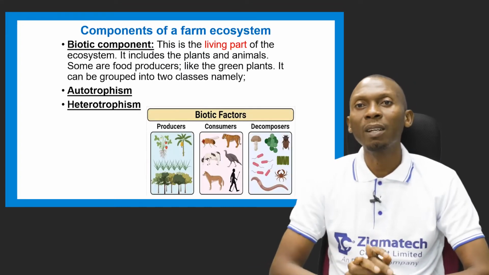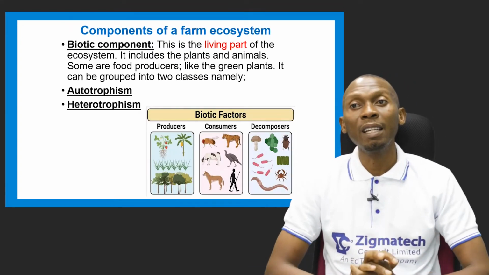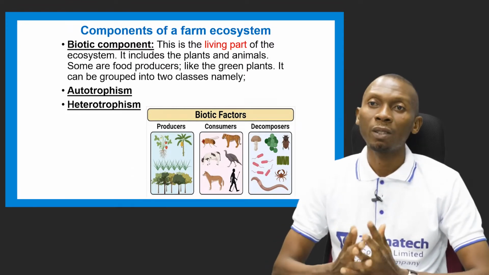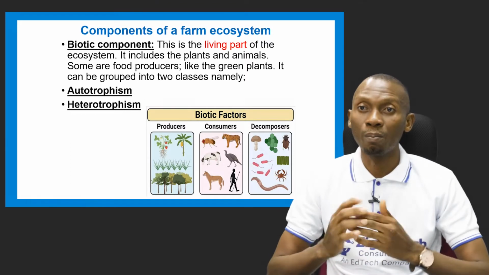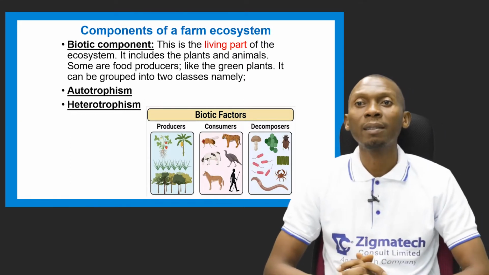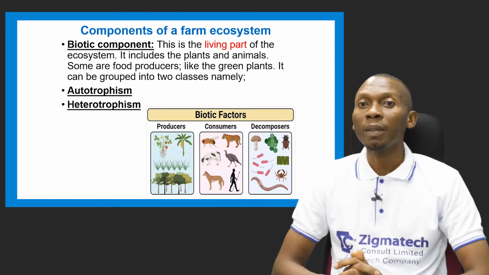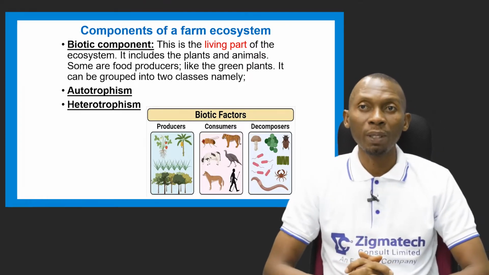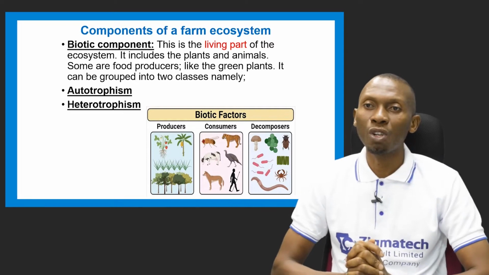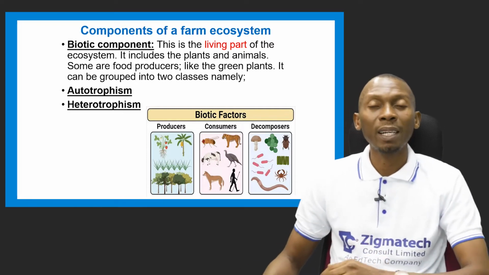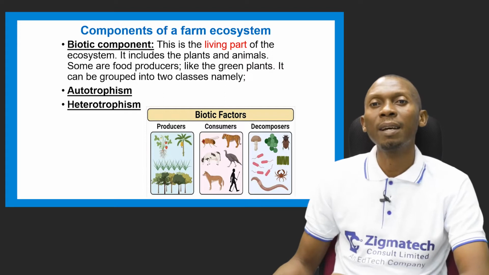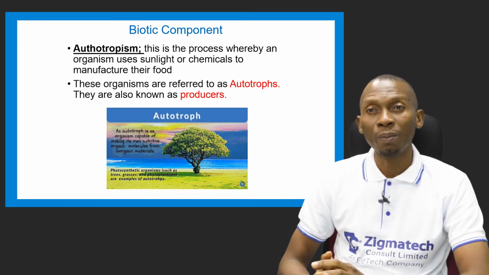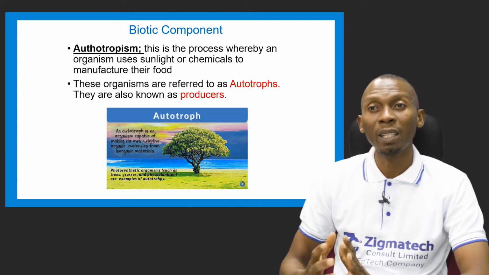So look at the biotic component. Now, this is the living part of the ecosystem, and it includes plants and animals. And some of these plants are producers, like the green plants, which can be grouped into two classes. Here we have the autotrophism and heterotrophism. So we get to understand better what autotrophism is and heterotrophism. Now, autotrophism, remember we're talking about the biotic component, which is the living part of life.